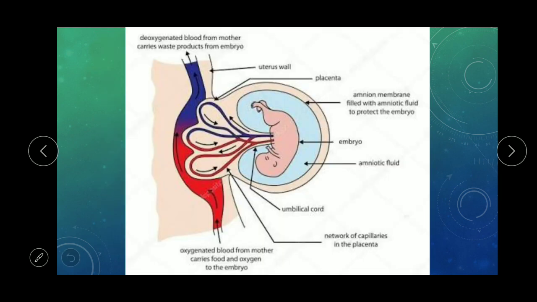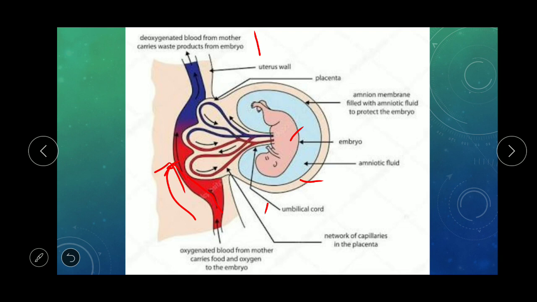So here you can see how the deoxygenated blood is moving away, how the oxygenated blood is carried here. You can see this is the developing embryo, this is the amniotic fluid, this is the umbilical cord, and the network of capillaries in the placenta. So here the oxygenated blood is coming, this is being taken inside, and here you can see the red color is the oxygenated blood and the bluish color is the deoxygenated blood. So the oxygenated blood enters the fetus and the deoxygenated blood leaves the fetus. The arrow shows the direction of the movement of blood.